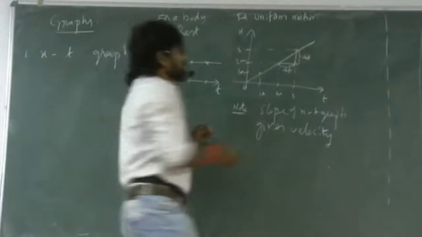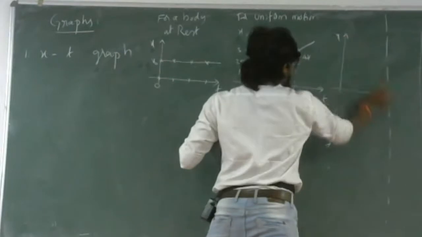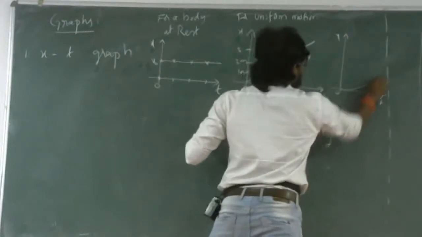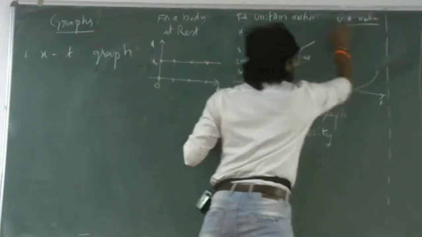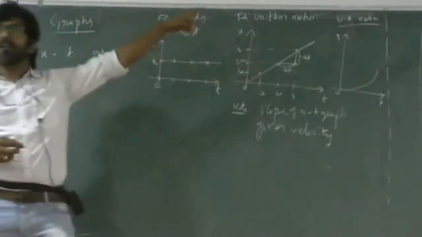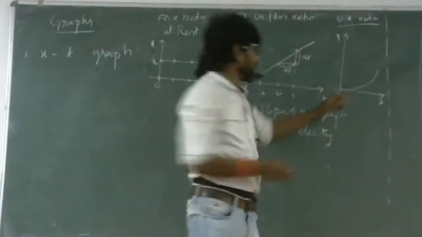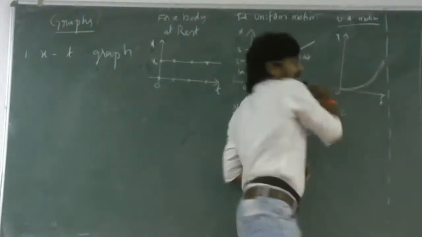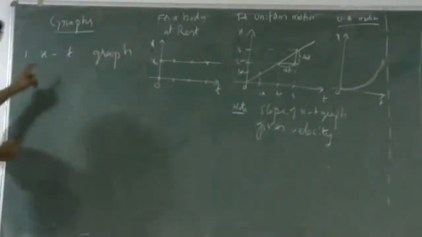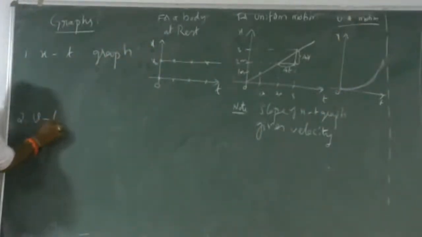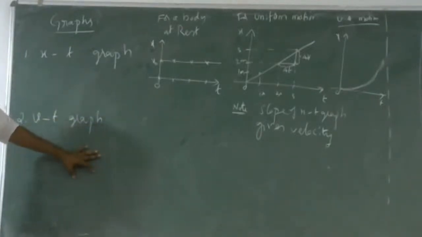Whereas for uniformly accelerated motion, if you take this as x and this is t, you get a graph like this. UA motion means uniformly accelerated motion. So you get a straight line like this. Is it clear? Sorry, not a straight line. You can say it is a parabola, like a rectangular parabola. Whereas next, you see the velocity time graph. Let us try to finish this graphs part quickly.